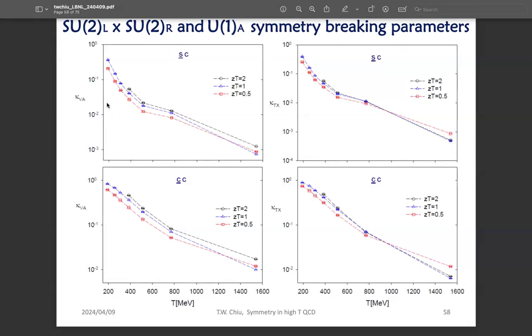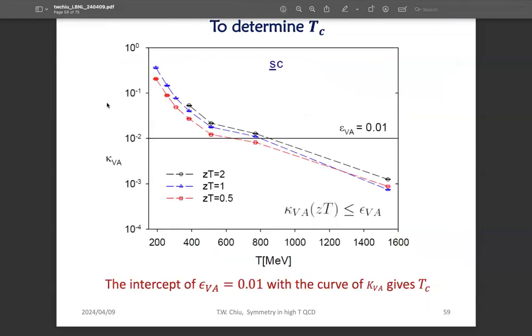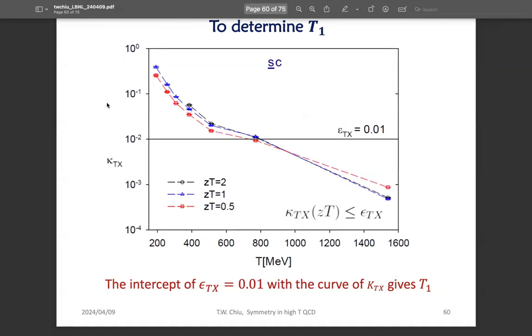And for the C bar C, you can see it really goes to a very high temperature in order to go down to breaking of 0.01, but it's getting smaller and smaller. So that's the reason why I say at high temperature you would get whatever precision you want for the chiral symmetry. So determining the TC is easy. For example, if you want 0.01, you just draw this horizontal line here, and then you get the temperature TC at this breaking. Similarly for the T1, it is easy to determine the TC and T1.